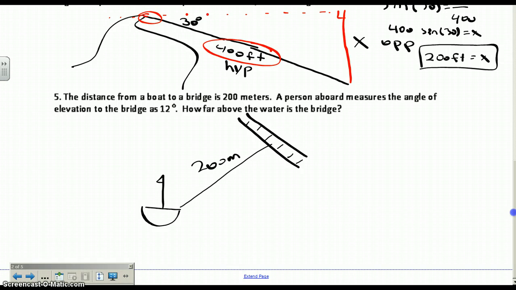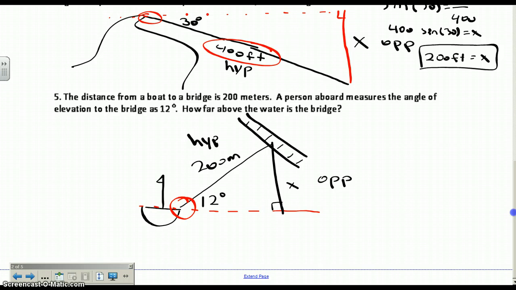200 meters. A person aboard measures the angle of elevation to the bridge. Now remember that angle of elevation and depression are both off the horizontal. So it's going to be above the horizontal, so we know that this is 12 degrees. How far above the water is the bridge? So I need this distance right here. Label it x. Okay, so we're given this angle down here at 12 degrees. We're searching for the opposite, and we are given the hypotenuse, because here's my right angle.